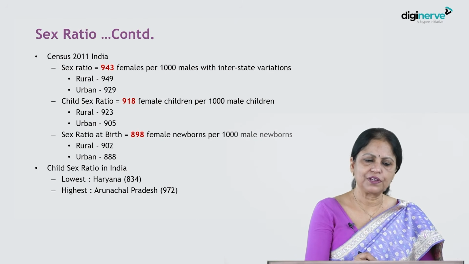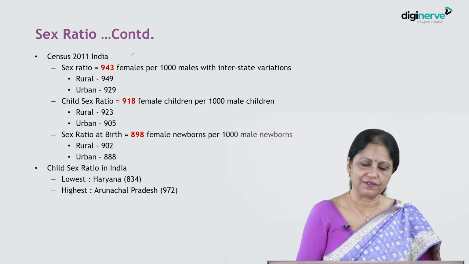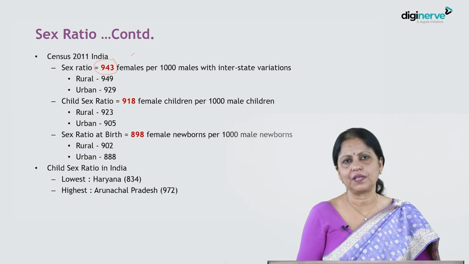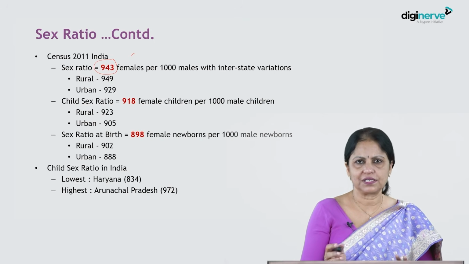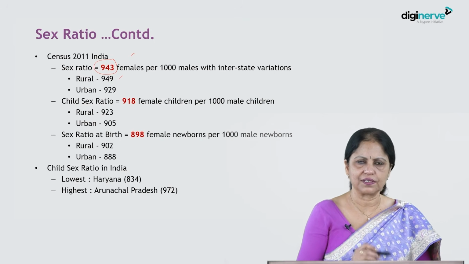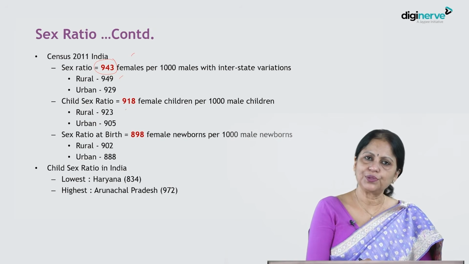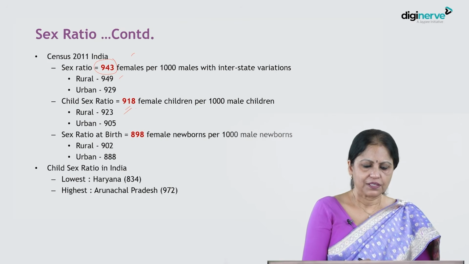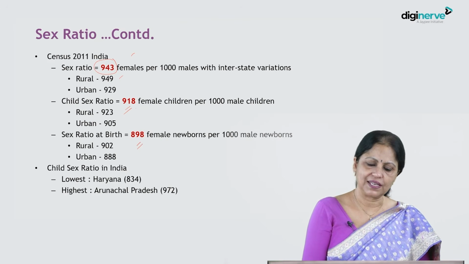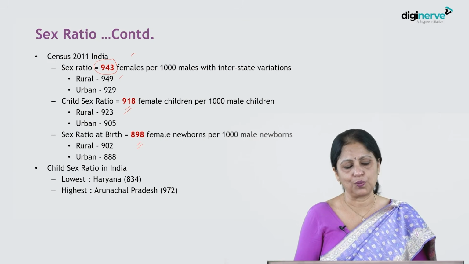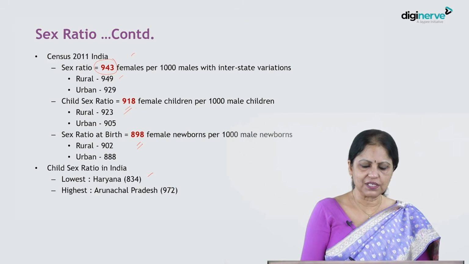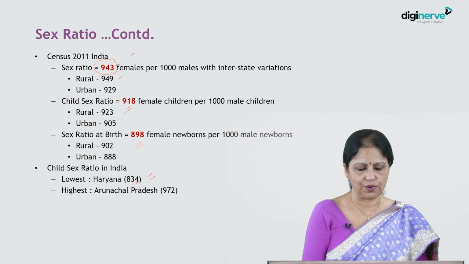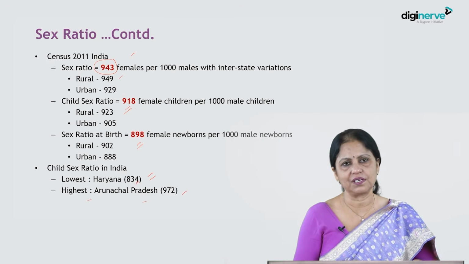So sex ratio figures as per census 2011 data. Population sex ratio is 943 females per 1,000 males. Of course, interstate variations are there. This is rural and this is urban. Child sex ratio, you see, is less than the population sex ratio, 918. Sex ratio at birth is even less, 898 per 1,000 male newborns. The lowest child sex ratio is in Haryana, you see how low it is, 834, and the highest is in Arunachal Pradesh, 972.